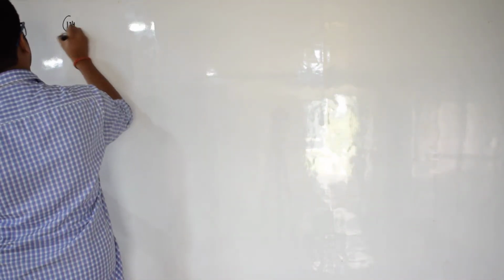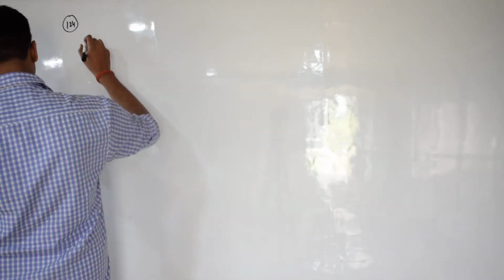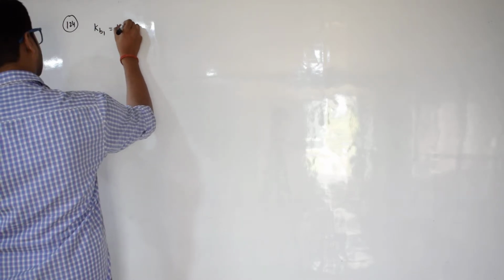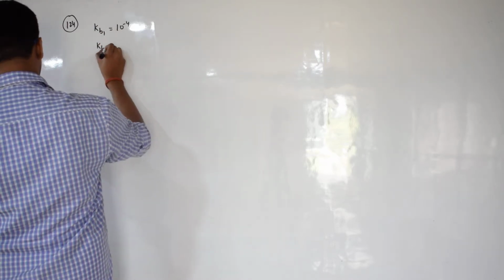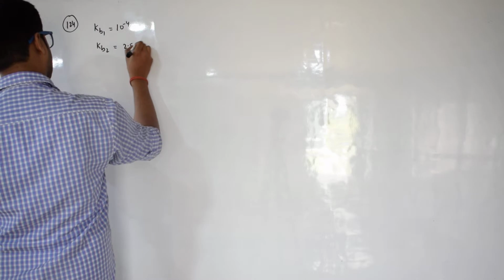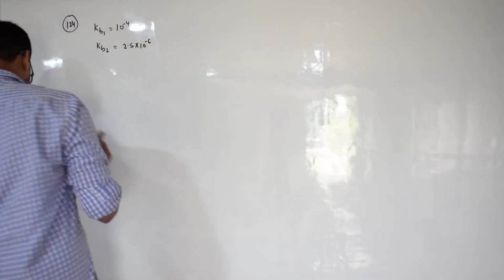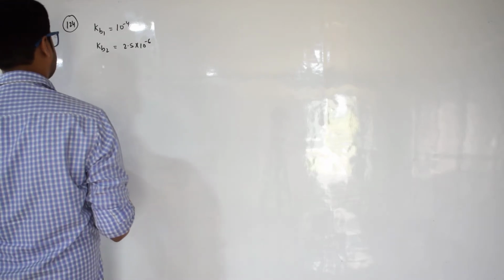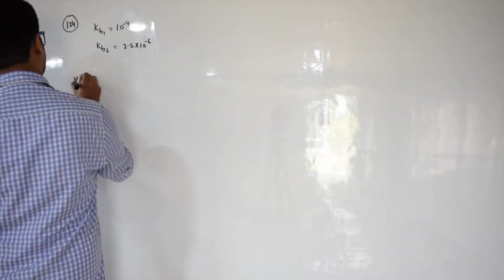Question number 124. FeOH is diacidic, whereas Kb1 is given as 10 raised power minus 4 and Kb2 is given as 2.5 into 10 raised power minus 6, it is given. Next is question number 125.